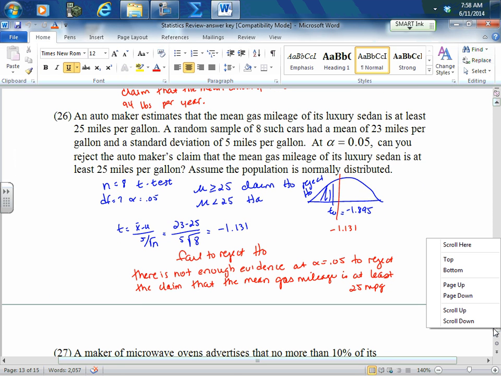Alright. Same setup. An automaker estimates that the mean, mu, of its luxury sedan. Oops, I gave you another at least. Mu. It's pronounced mu. It's with our mu. A random sample of 8 means we have a small sample, means we have a t-score. Okay? This was your sample information and your standard deviation.